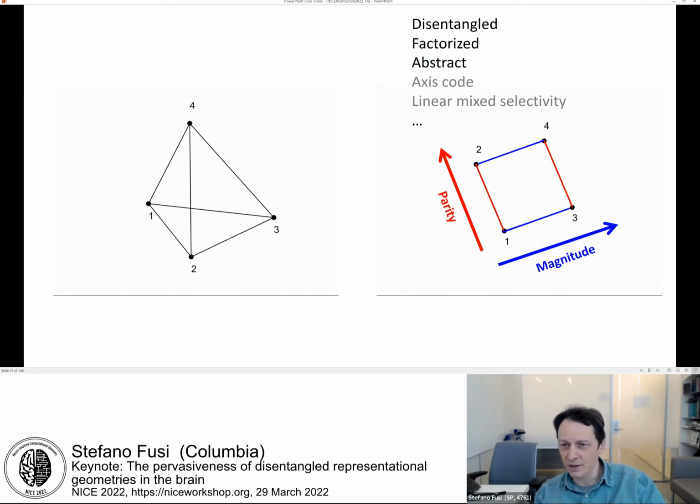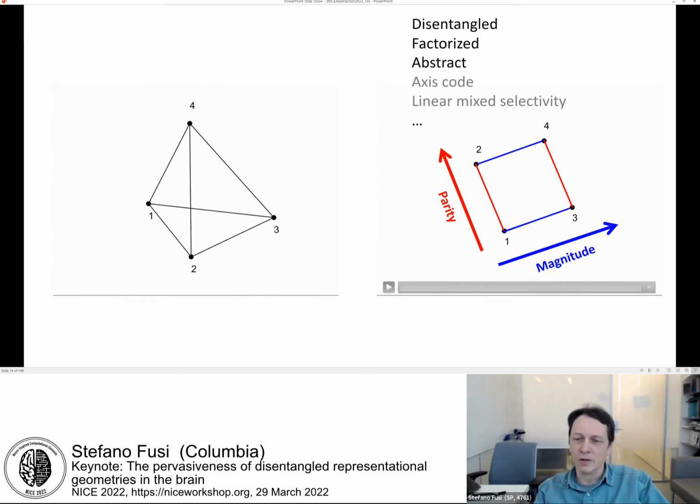And if you look at single neuron properties, they've been named axis code by Doris Tsao. You can definitely see them in the real brain, or linear mixed selectivity. Okay, so here you basically have that you can represent a certain number of concepts, these different categories, and each of them corresponds to one latent variable. So in this case, you would have parity along this direction, magnitude along this other direction, and they define 2 approximately orthogonal subspaces. In this case, actually, they're perfectly orthogonal.